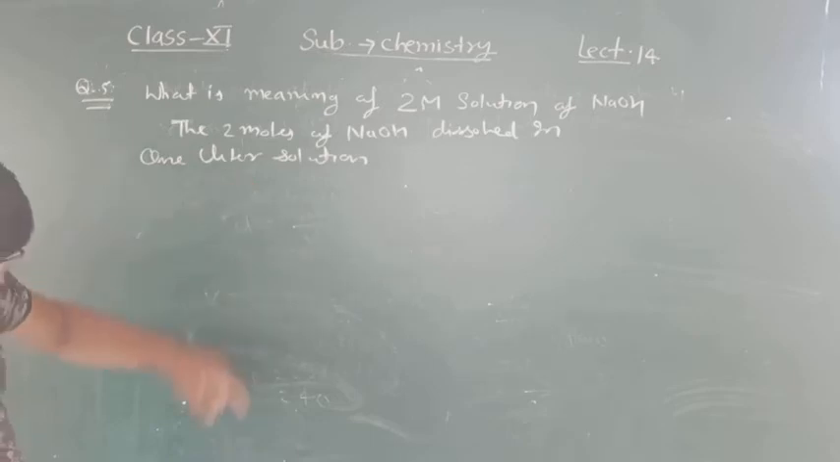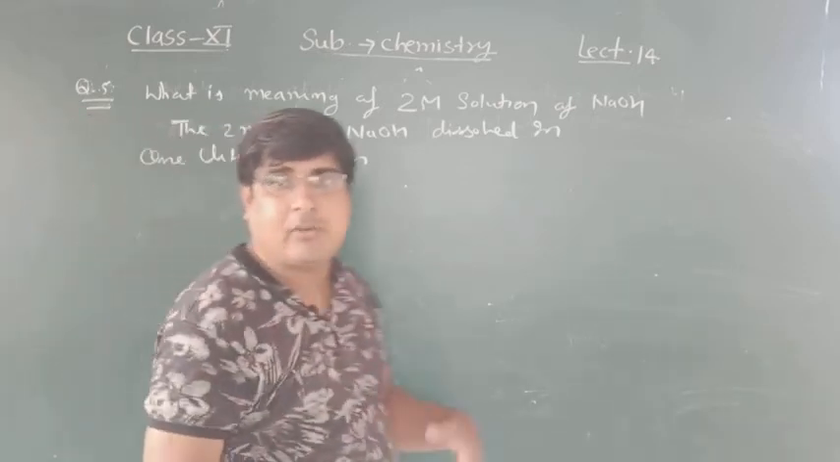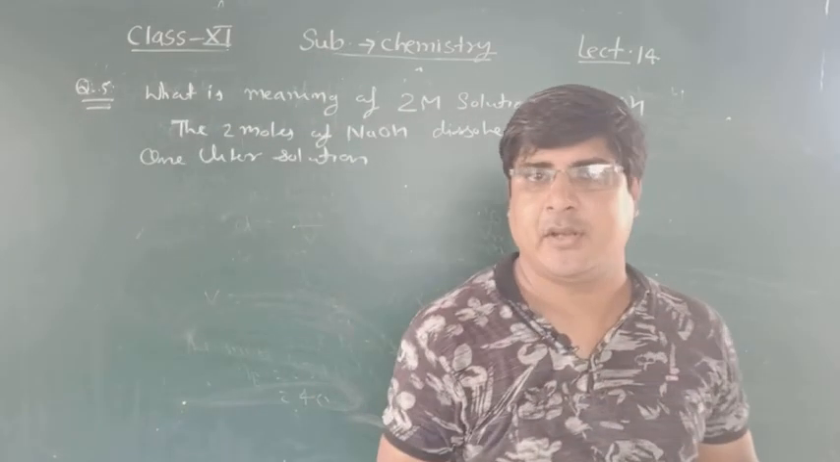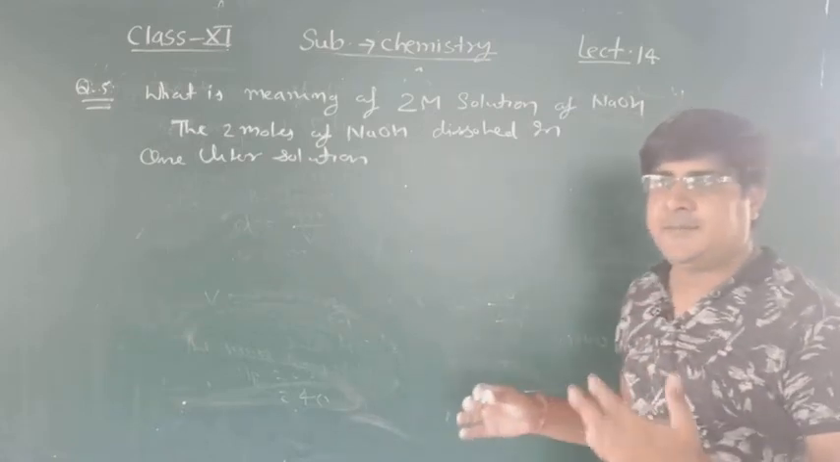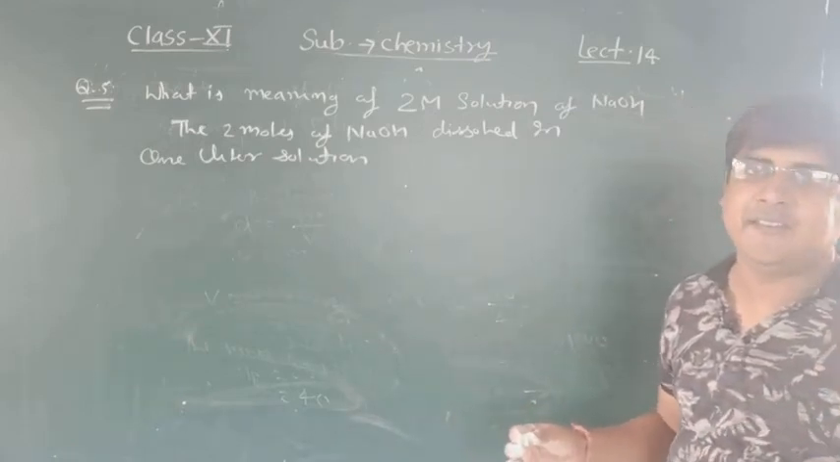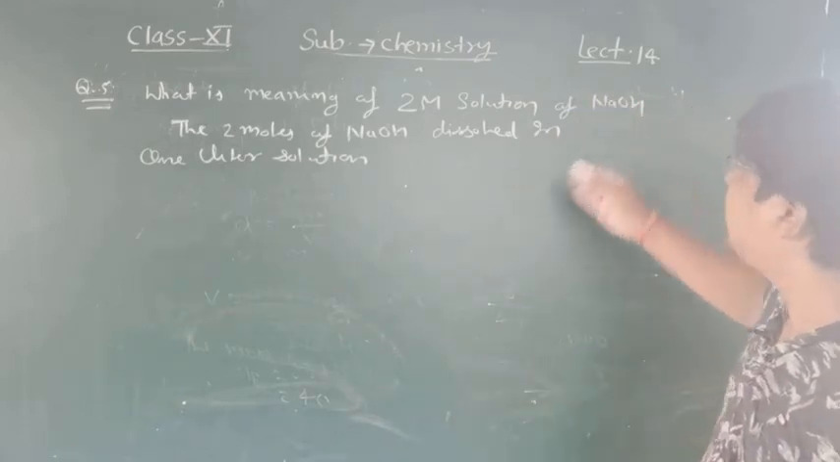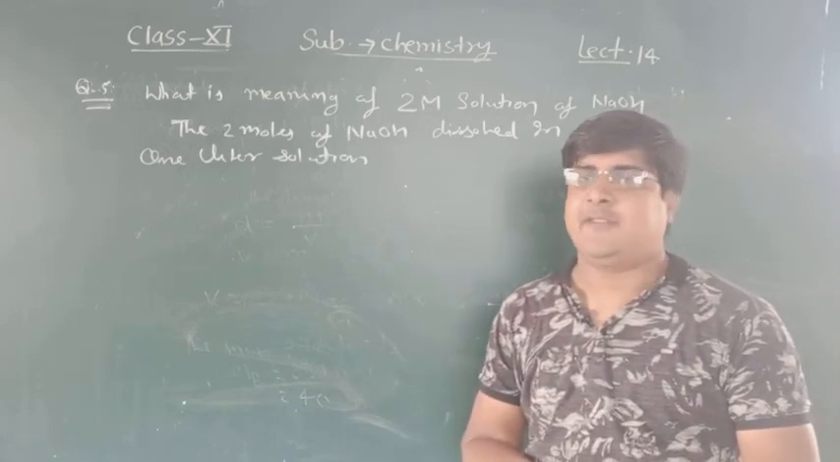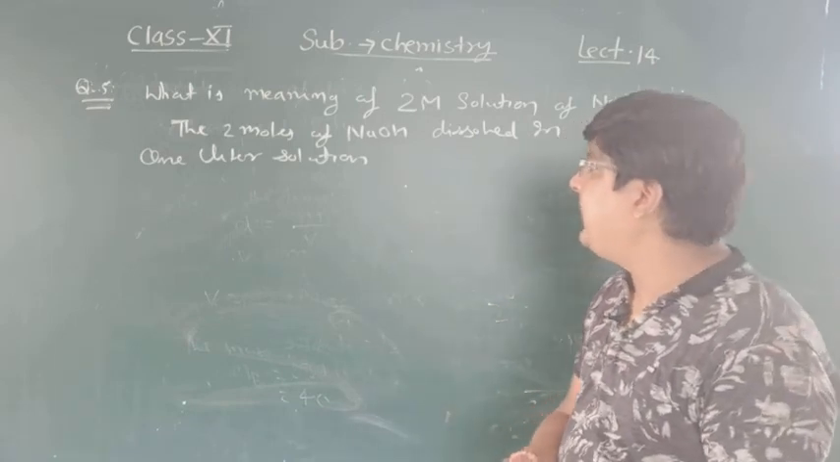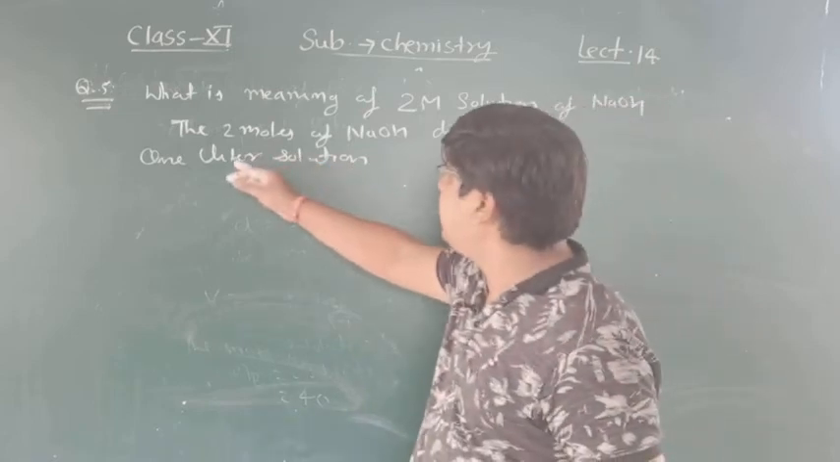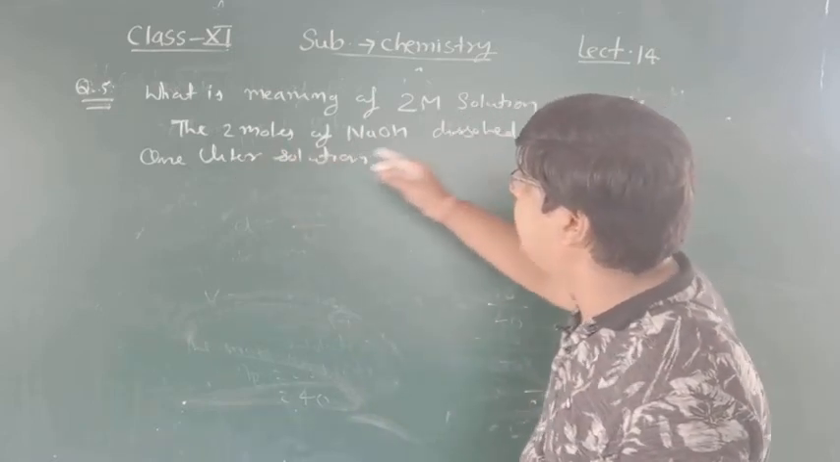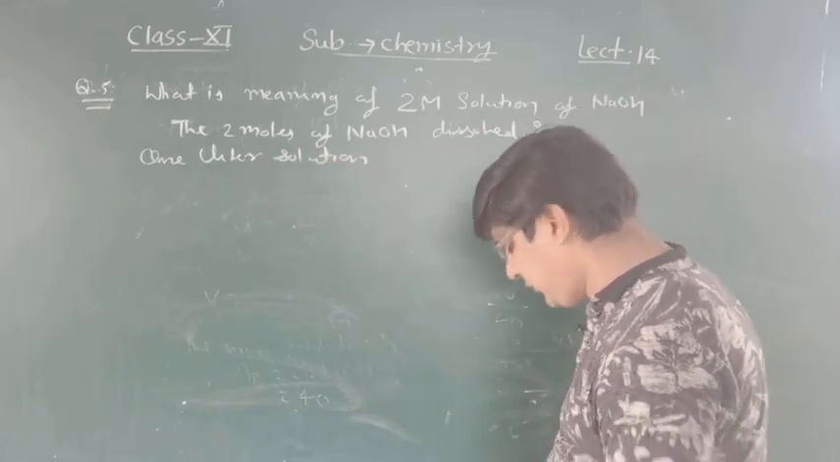Okay, so molarity is given. So we calculate the molarity in 1 liter solution. So 2 molar solution means the number of moles of solute is 2 mole and here solute is NaOH and solution will be 1 liter. So we can easily write it as 2 moles of NaOH dissolved in 1 liter solution.